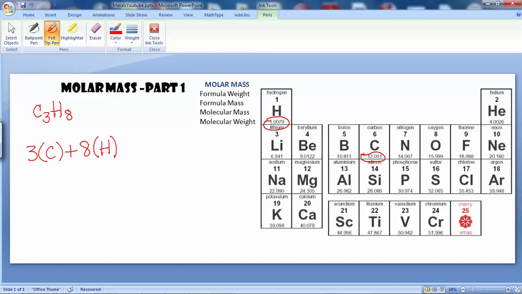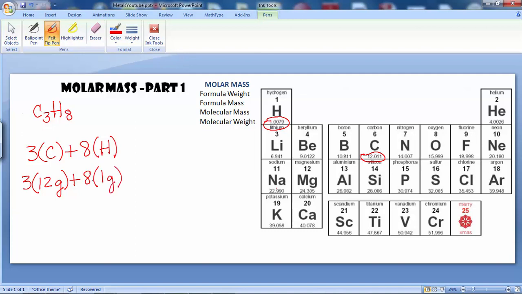And that's one reason I put this modified periodic table here, so you can see where we get our numbers from. Okay, so we have 3 carbon atoms at an atomic mass of, we're going to round it to 12 grams. And we have 8 hydrogen atoms at an atomic mass of 1 gram each.